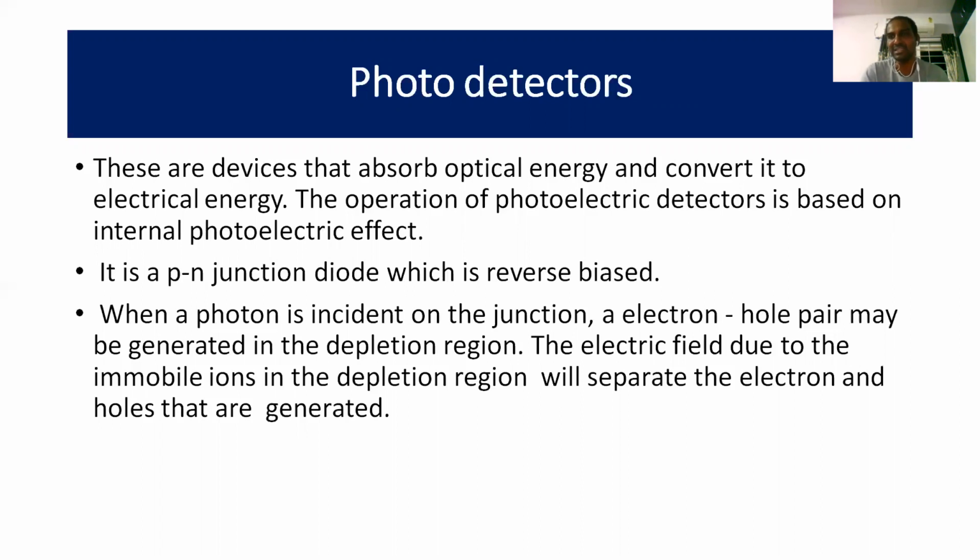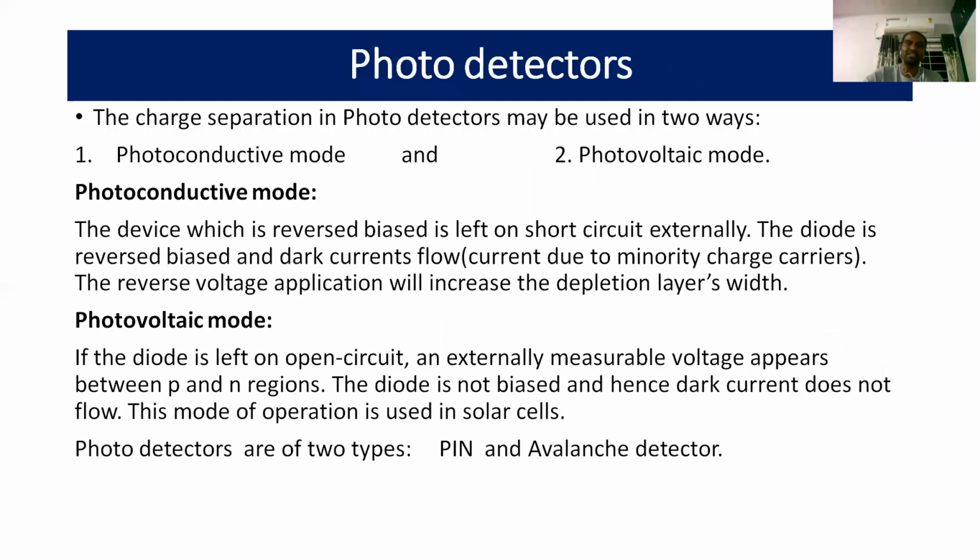It is again a PN junction diode, but here we have to operate that PN junction diode under reverse biased condition. When a photon is incident on the junction, an electron hole pair may be generated in the depletion region. The electric field due to the immobile ions in the depletion region will separate such electron hole pairs which are generated initially. Then the charge separation in photodetectors may be used in two ways. One is the photoconductive mode and the second one is the photovoltaic mode.